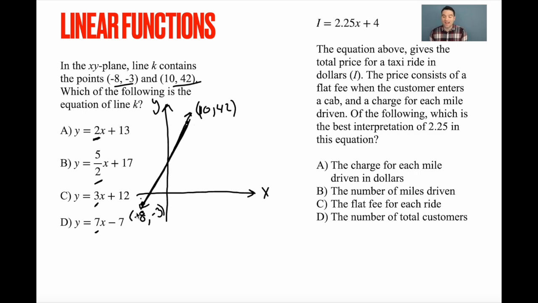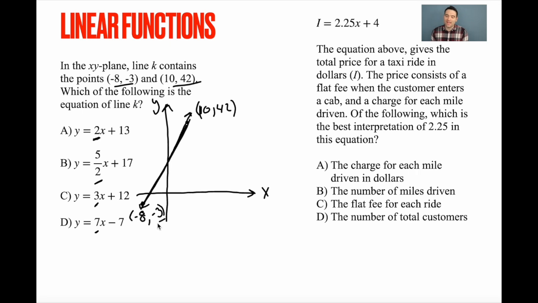Now looking at this, I have two points. I can figure out the slope, right? And I can do that by either doing the y1 minus y2 over x1 minus x2 thing, if you're more algebraic. But if you're not, we can use rise over run. Let's do rise over run first.